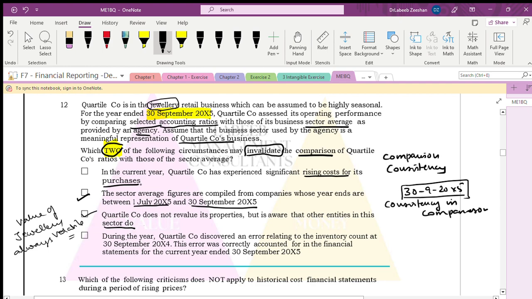During the year, Quartile discovered an error relating to the inventory count at 31st 2000. The error was correctly accounted for in the financial statements of the current year.